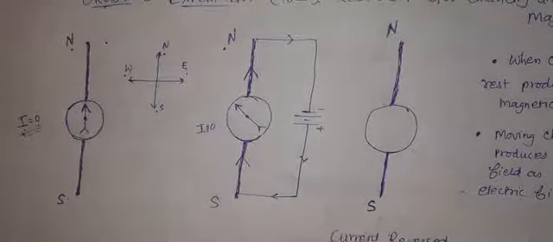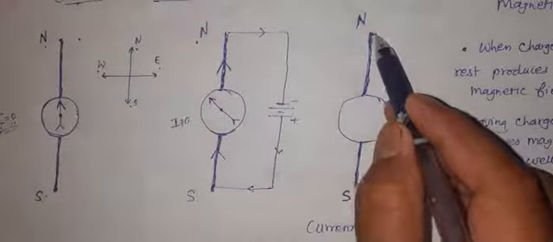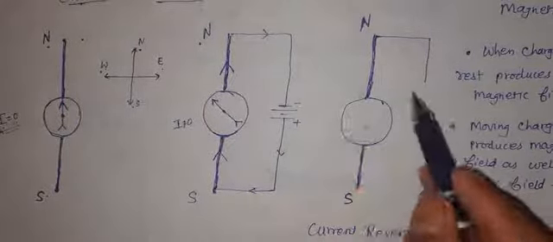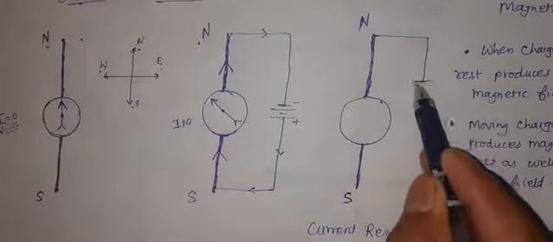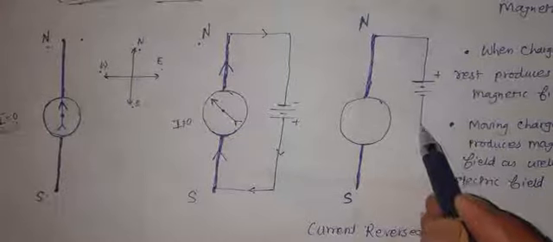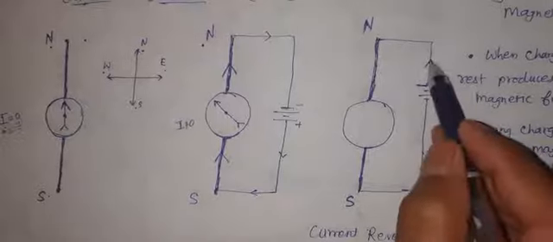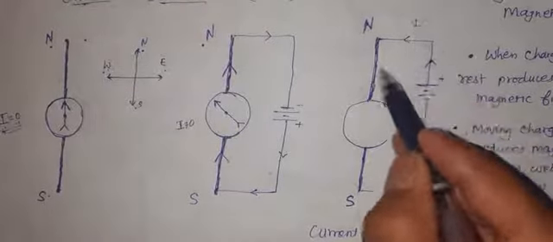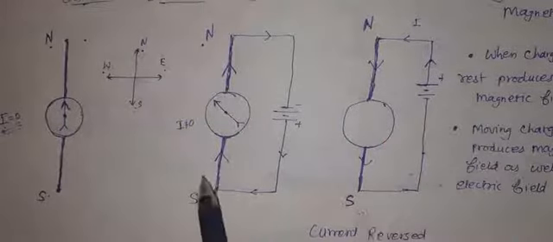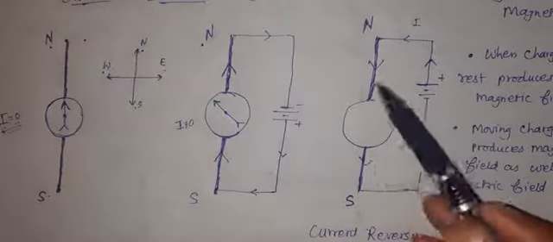Now similarly, if we change the direction of the current, you need to change the terminals of this battery. Initially where it was negative, now I have made it positive, and where it was positive, now it is negative, as I have shown over here. So the current will start to flow in this way. This time the current is going from north to south. Initially it was going from south to north. Now it is going in the downward direction, north to south.